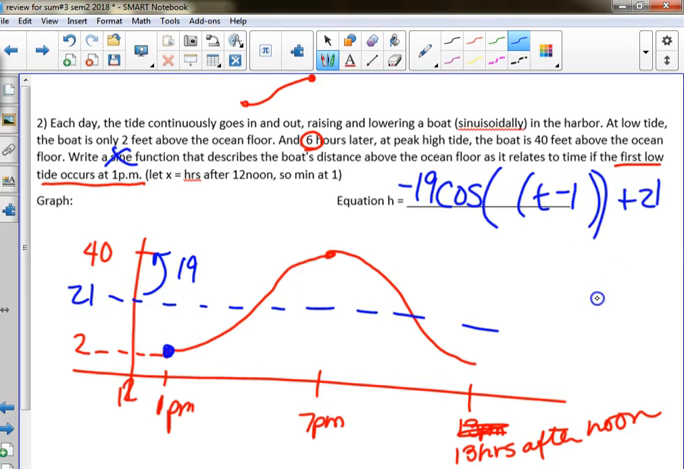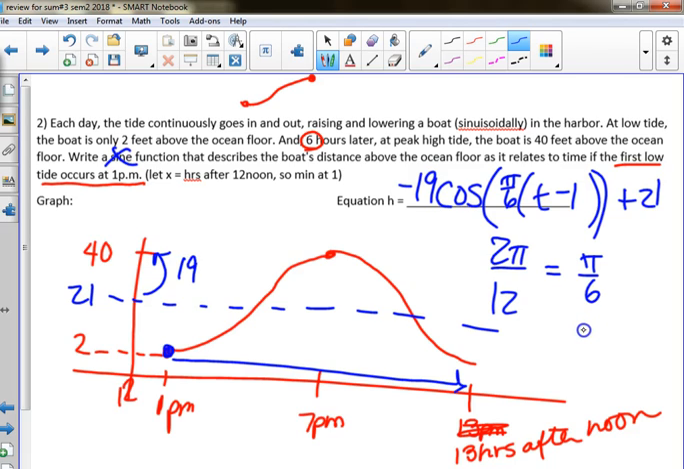Period is what usually kills people. It's not 13. This is 13. Yes, it says 13. The period is from here to here, which was 12. So if the period is 12, what is going to go in the equation? If you wrote 2 pi over 12, I wouldn't count it wrong, okay?